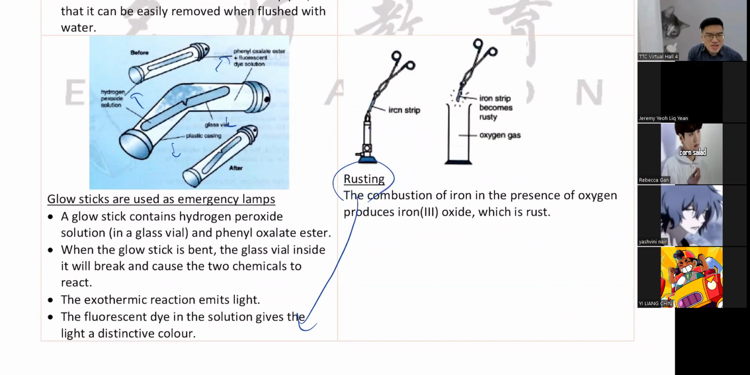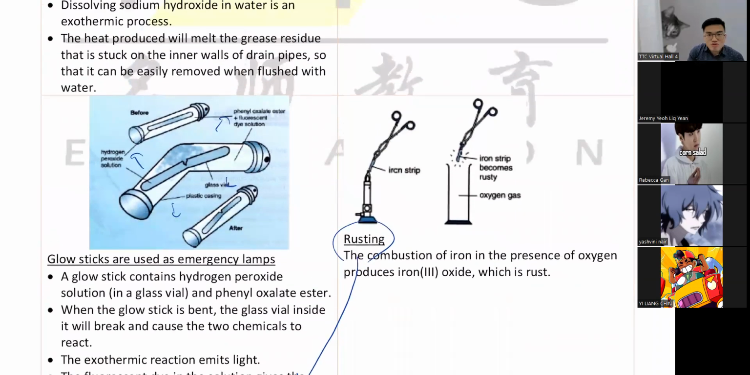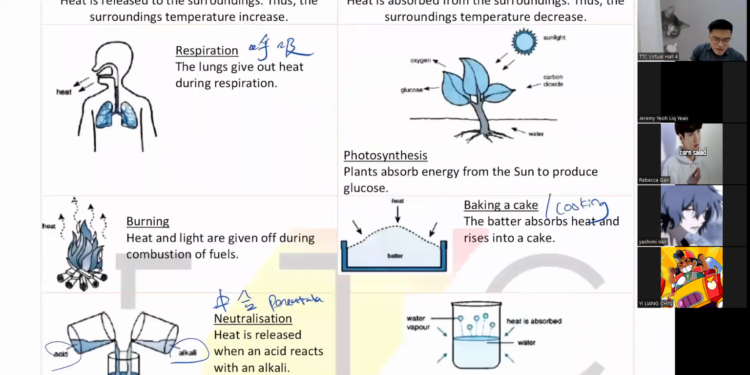Usually in exams, they won't ask about rusting because they know it's a very complicated process. So usually they won't touch this. Anyway, this is our endo and exo.